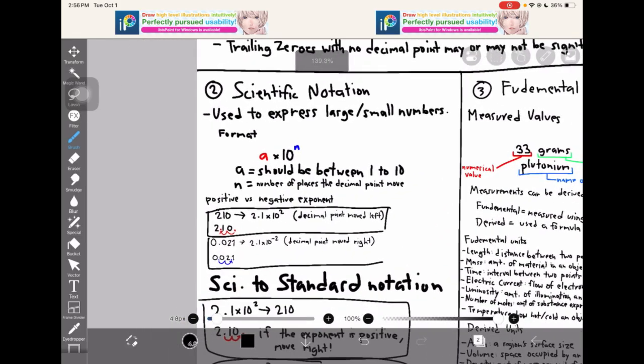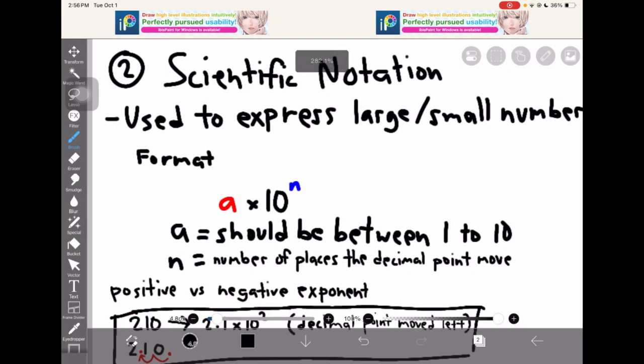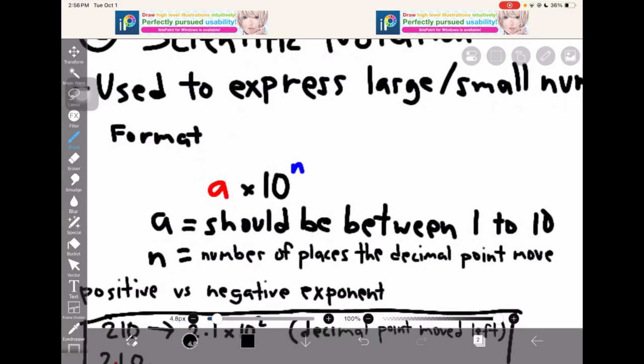Scientific notation. This is used to express large numbers in this format. So A, such that A is between 1 and 10. However, it cannot be lower than 1, so 0.99 doesn't count. And it cannot be 10 as well, because 10 doesn't count. So 9.99 is probably the max value.